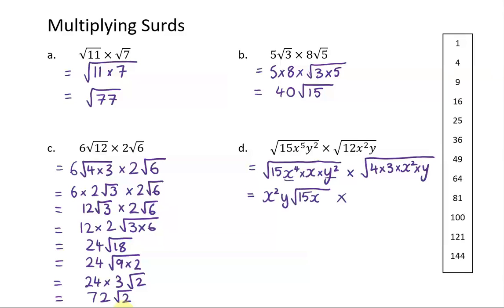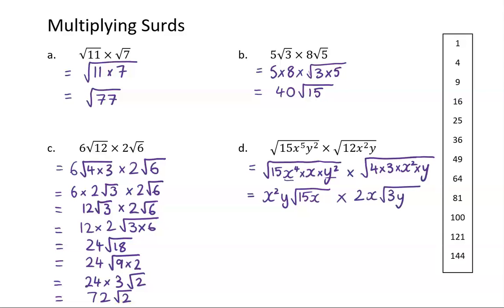Then we multiply by our second surd. So 4 is a square number, so we can do that. Square root of 4 is going to be 2. And x squared, that's a square number, so we take that out as x. And then the other factors have to remain underneath the square root, so 3 and y.